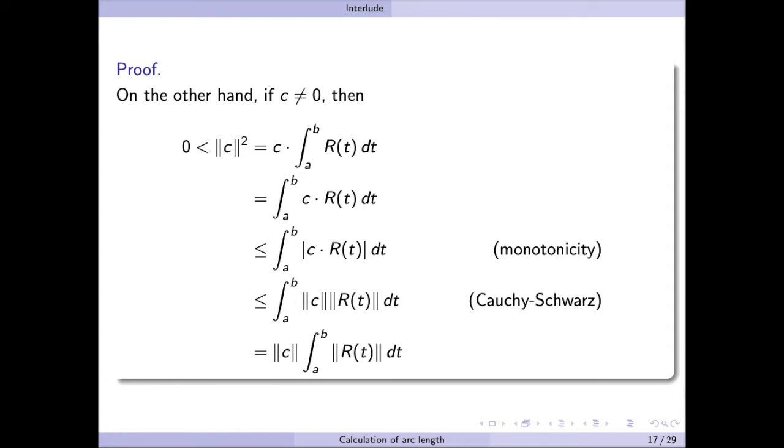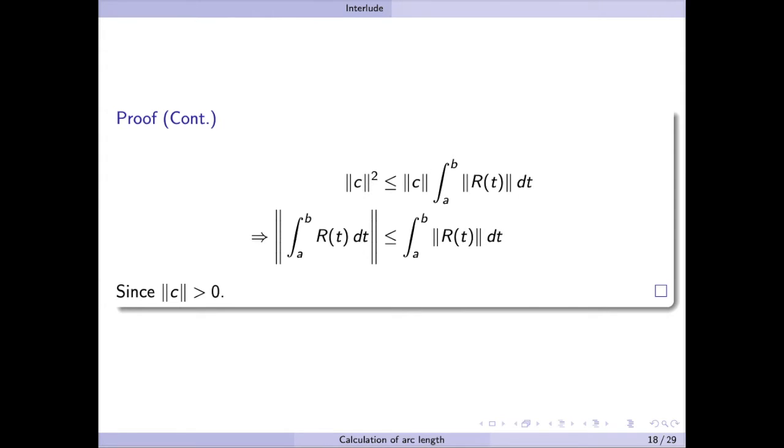Finally, the norm of C is a positive quantity, which is also a scalar and can be factored out of the integral to give us the norm of C times the integral from A to B of the norm of R of t. Now, recalling that the norm of C is a positive quantity, we can divide both sides of the inequality by the norm of C, giving us that the norm of C, which equals the norm of the integral from A to B of R of t, is less than or equal to the integral from A to B of the norm of R of t. This completes the proof of lemma 9.